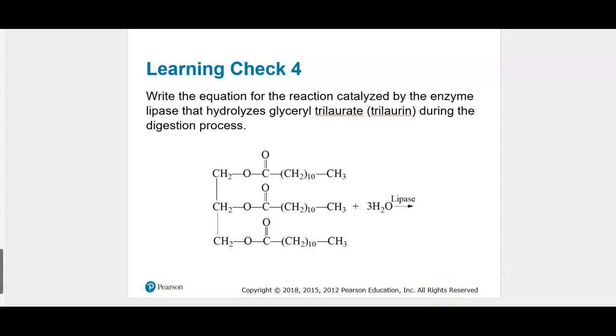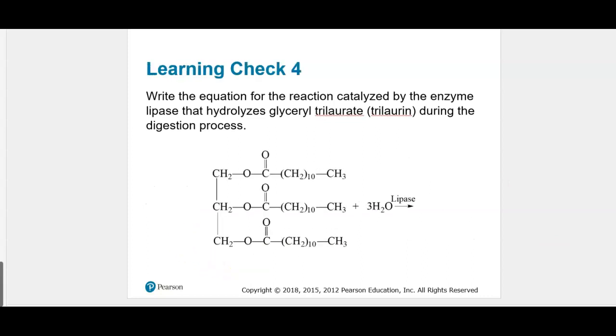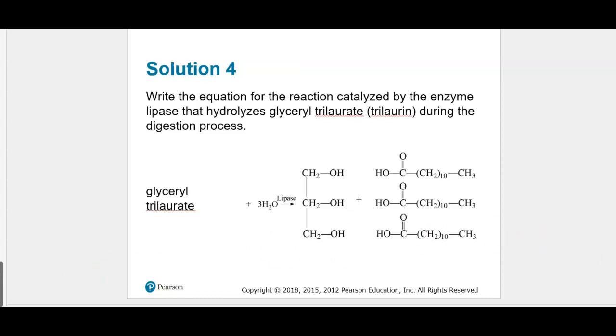And you're adding water, and you know what a hydrolysis reaction is. So you're taking the glyceryl trilaurate. You see there are the 3 ester bonds. They're going to be hydrolyzed. This is going to pair up with a hydrogen from a water molecule to give you an alcohol, a hydroxyl group. This is going to pair up with the OH from water to give you an acid. And you're going to see 1 glycerol molecule and 3 fatty acid molecules.